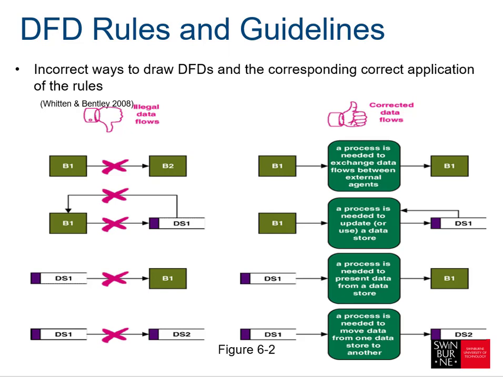Data flow diagram rules and guidelines. Now let's go through these data flow diagrams and see whether we can pinpoint some errors. Right, now let's go through these left hand side diagrams. Now you can see this first diagram. It's a connection between an external agent and an external agent, right? So this is actually illegal.